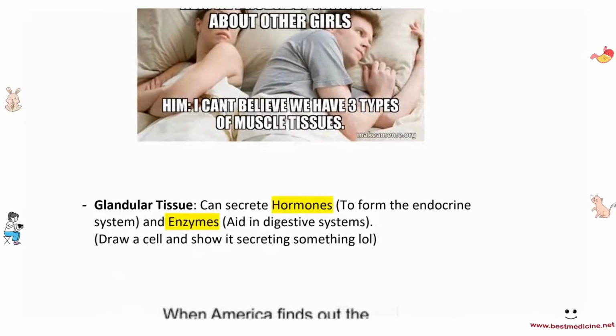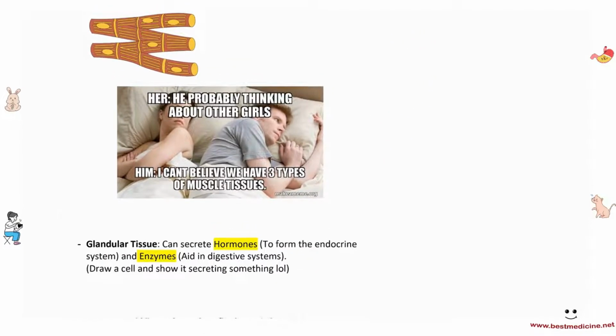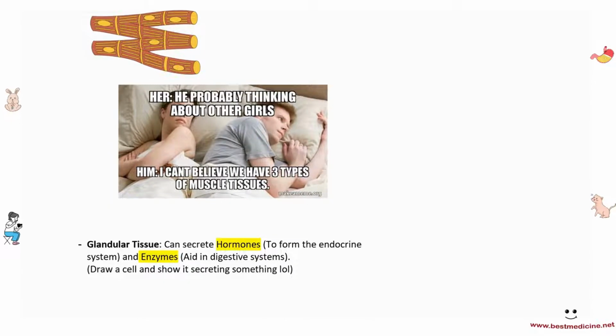Okay, so next up we have glandular tissue. Glandular tissue basically means the tissue that is able to secrete hormones or enzymes. So the one that forms glands, right? Do you know any glands? Can you think of any glands?